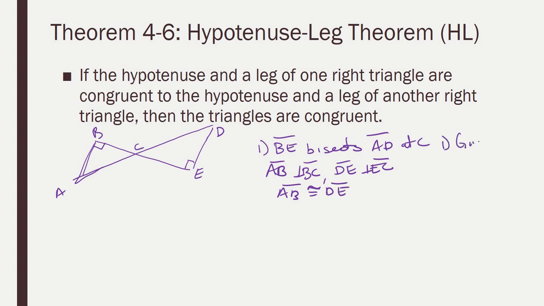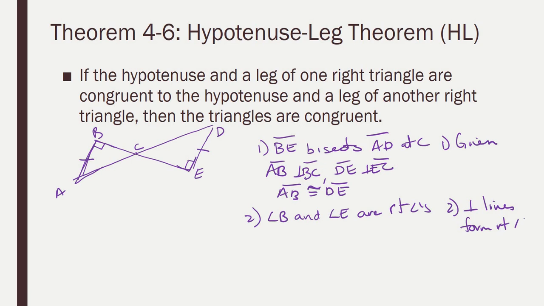So those are all given statements. We have perpendicular lines here and here. We have DE and AB congruent, and we have C as a bisector. So first, let's say that angle B and angle E are right angles, and that's because perpendicular lines form right angles.